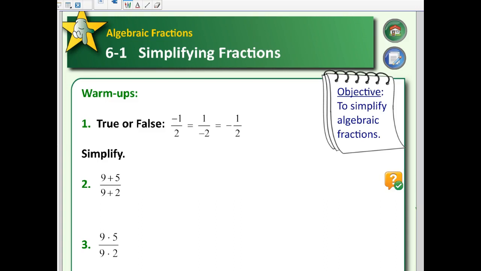Now let's look at number 1. My question is, is that true or false? What's changing places there? Yeah, my negative sign. Would we say that is a true statement or a false statement? That's right, I would say that's a true statement. It doesn't really matter the placement of the negative sign as long as the negative sign is there.